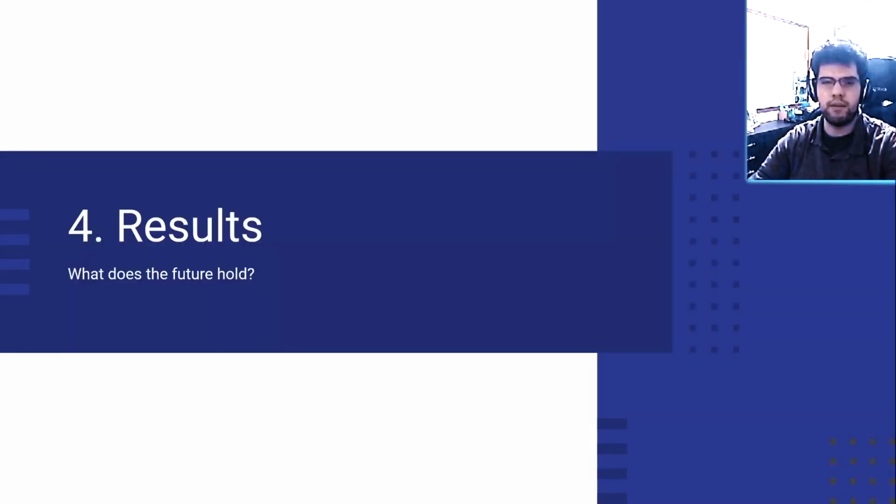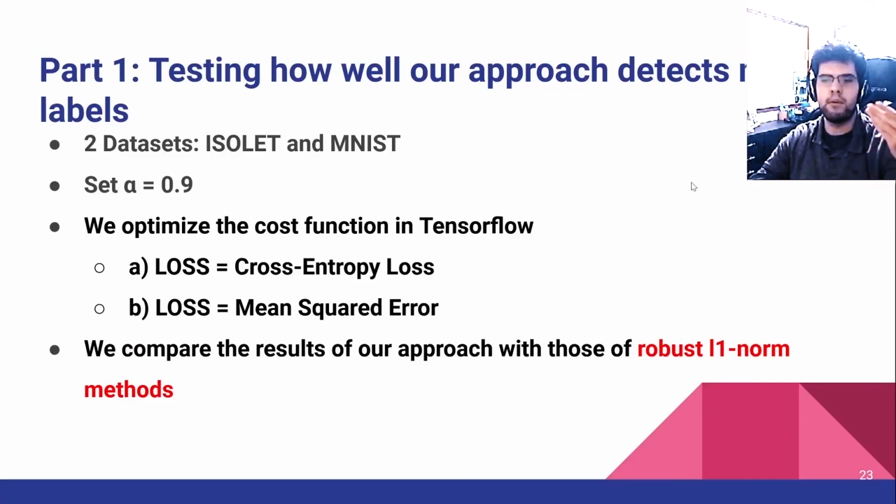Okay, so now on to the results. We had 2 different experiments, one for label noise and another one for diffusion rate. And for both of them we used the 2 datasets, isolate and MNIST. We also used 2 different loss functions, cross entropy loss and mean squared error, to see if it makes a difference. For the first experiment, we just set alpha equals 0.9 because we're just looking at the noisy labels part, and we compared the results of our approach with those of robust L1 norm methods.